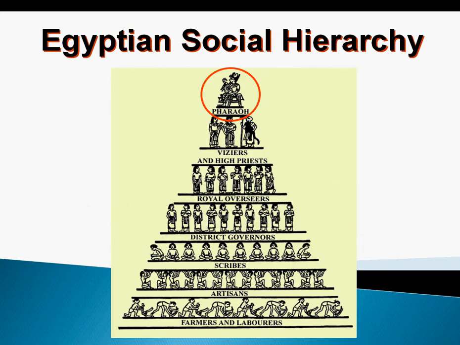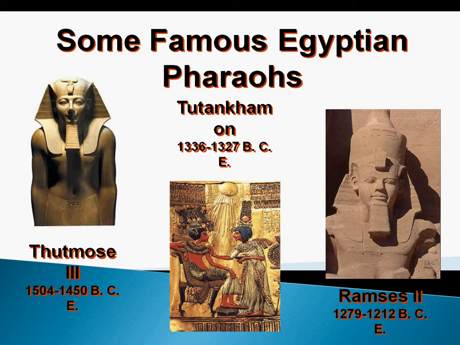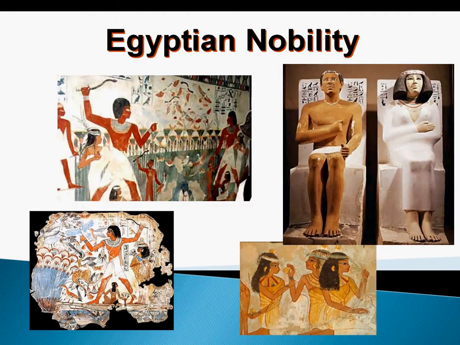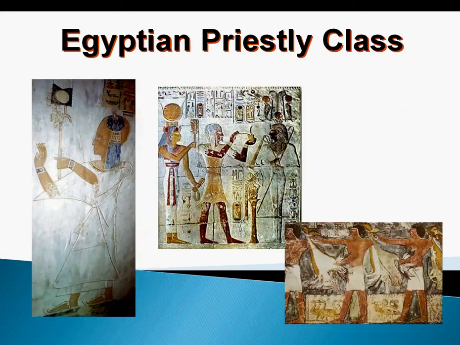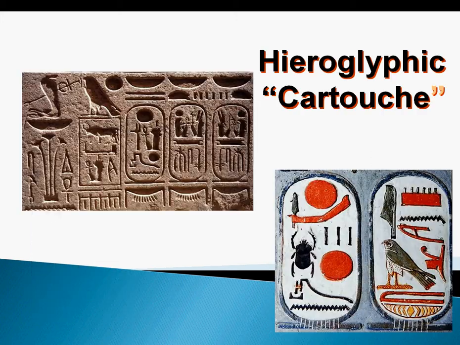This shows the hierarchy in an Egyptian society, from the pharaoh down to the laborers at the bottom. Some famous pharaohs: Ramses II, probably one of the most famous of the pharaohs. Egyptian nobility spent a lot of resources on temples, tombs, and mummification. They were interested in the afterlife. The priesthood class was there to help them, the rich and the famous, get to where they were going.